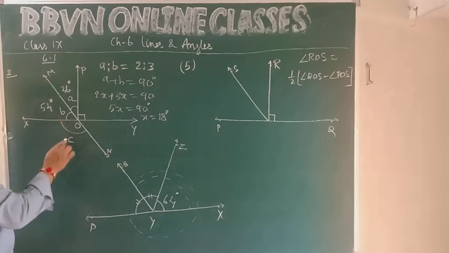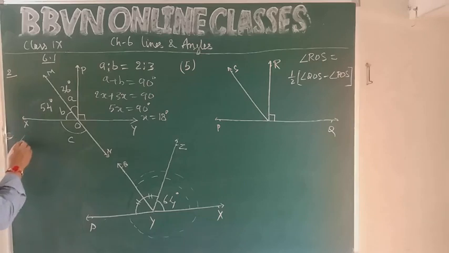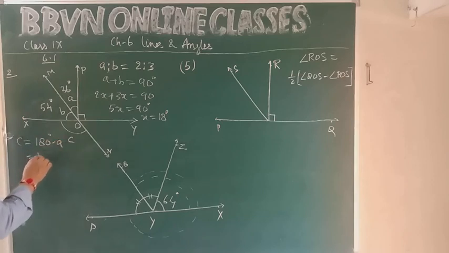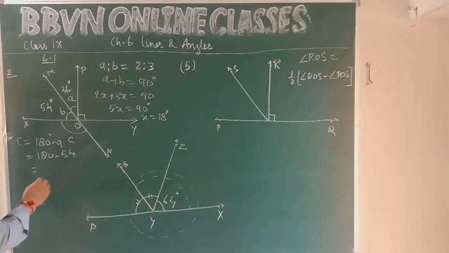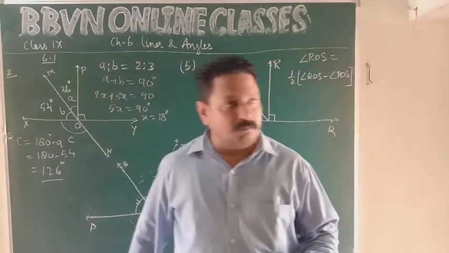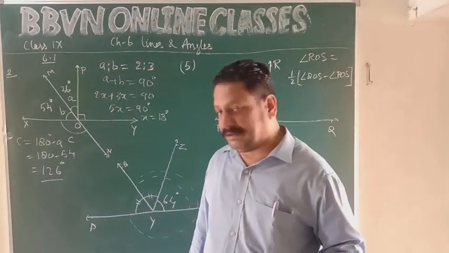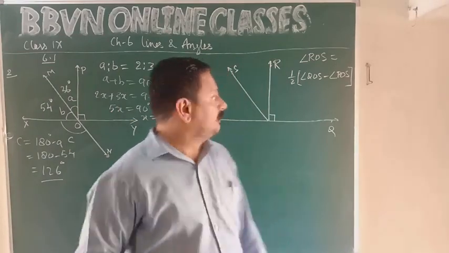It means B plus C is equal to 180. So angle C is equal to 180 degrees minus angle B, that is 180 minus 54, that is 126 degrees. So angle C measures 126 degrees. Agreed? Okay, let's move on to another question.